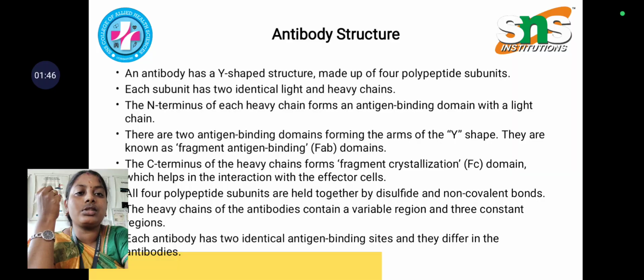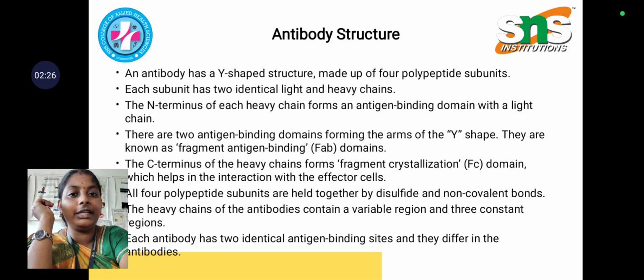So this structure has 2 light chains and 2 heavy chains, and there are 2 antigen binding domains forming the arms of the Y shape, commonly termed fragment antigen binding domains. The C terminus of the heavy chains forms the fragment crystallizable region, which mainly helps in the interaction with the effector cells. All 4 polypeptide subunits are held together by disulfide bonds and non-covalent bonds. Each antibody has 2 identical antigen binding sites, one on the left side and another on the right side, and they differ in the antibody binding.